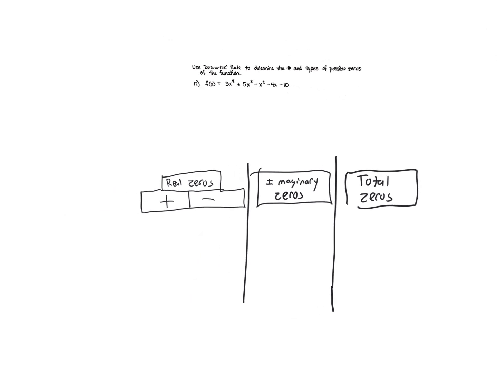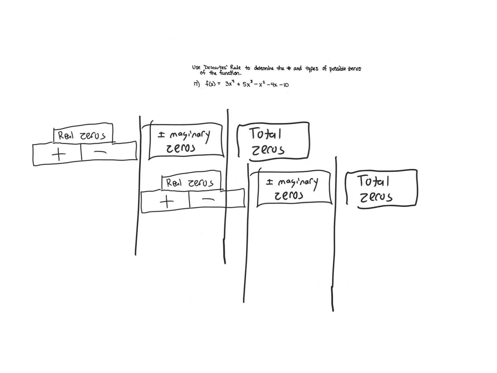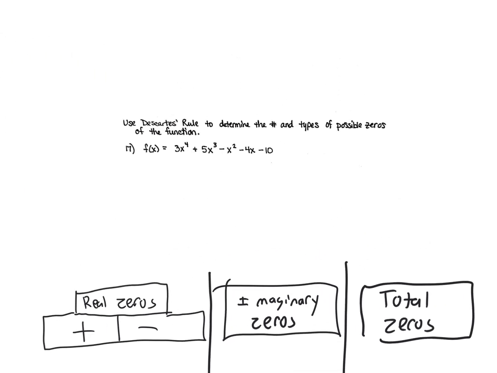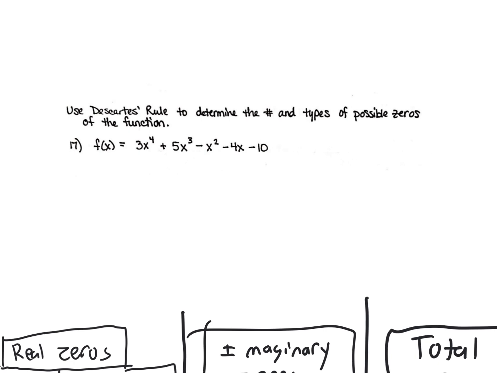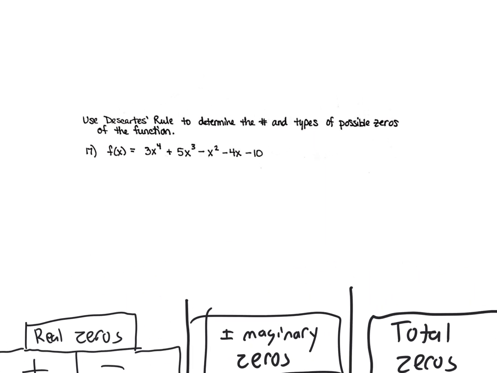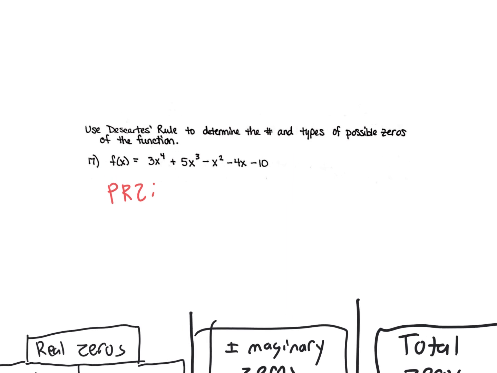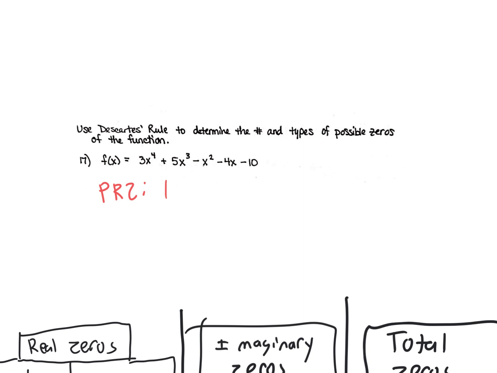I am going to copy this and put it over here. So let's use Descartes' rule of signs to find out the positive real zeros. Positive real zeros, I'll call that the PRZ, has to do with how many sign changes you have. And we have one sign change only. So it's possible that we have one positive real zero when it comes to this.